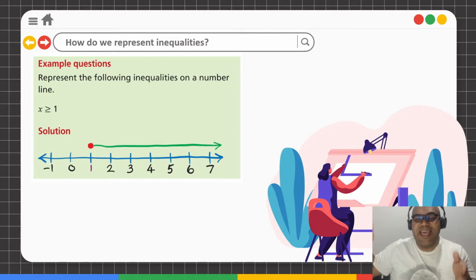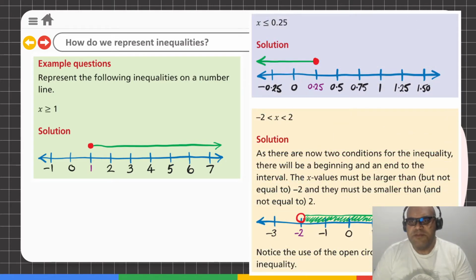We're talking about a set of solutions, not just one solution. We have a group of solutions. That's why we represent it using a number line. And we have another example over here. x is less than or equal to 1/4, or 0.25, the same thing. 25 hundredths. We have a solid circle at 0.25, and the number line goes smaller than, because I'm looking for a result less than 0.25.